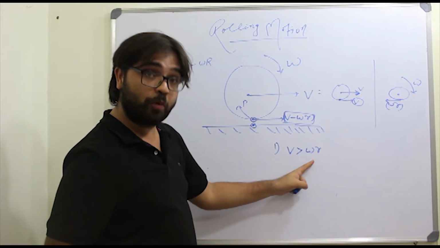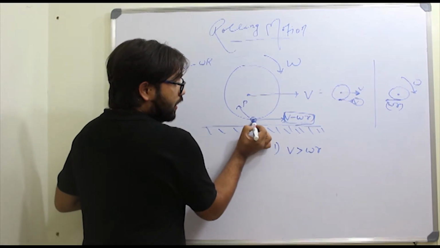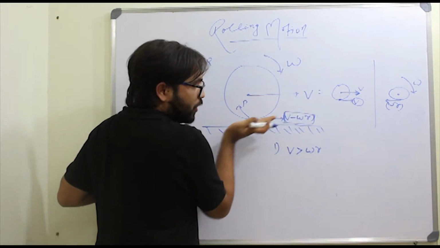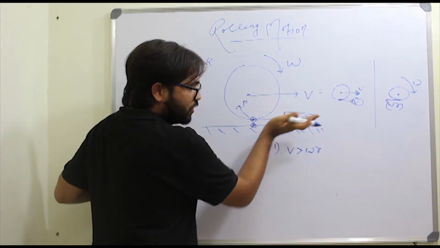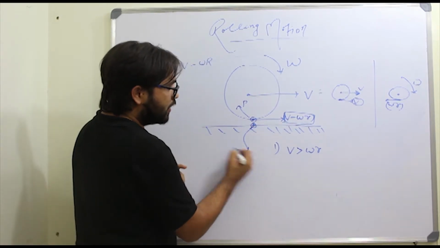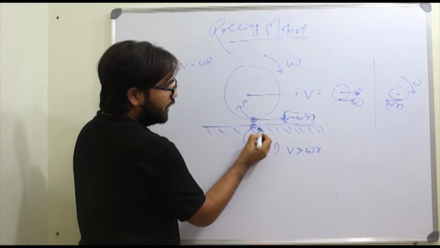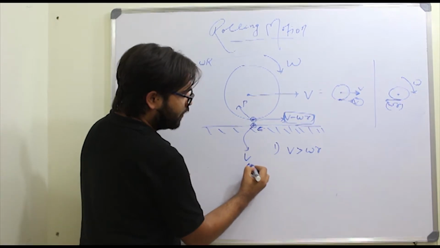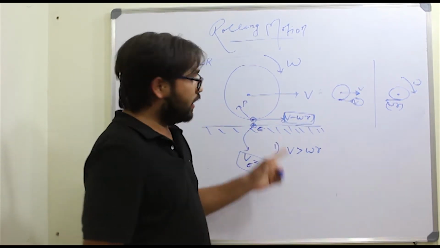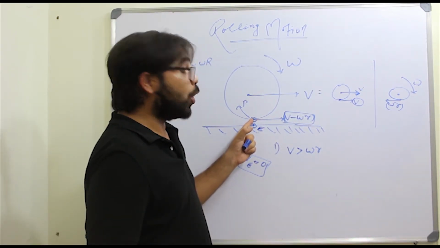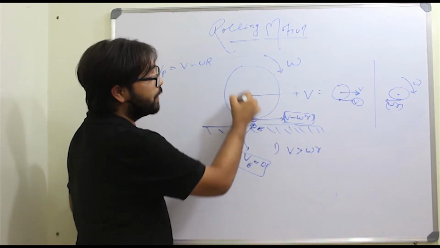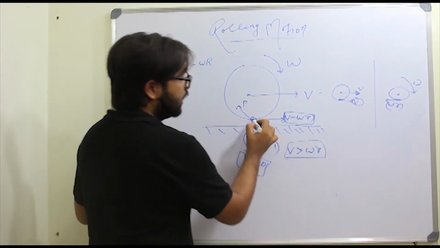So if v is greater than omega r, it means it is sliding or slipping more in this direction, because the net velocity is going to be in this direction, right? And in this case, it is slipping because this is 0. If I call this point E, the Earth's point, the velocity of the Earth's point is equal to 0. So if v is greater than omega r here, this point has a non-zero velocity, and it means these two points have different velocities. It means this is slipping. So if v is greater than omega r, there will be slipping.